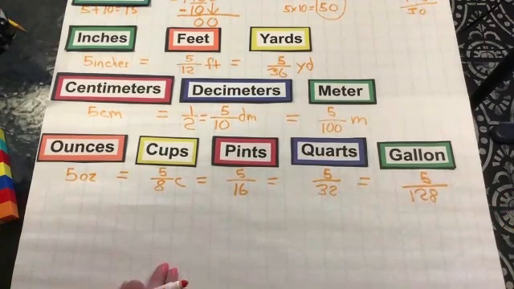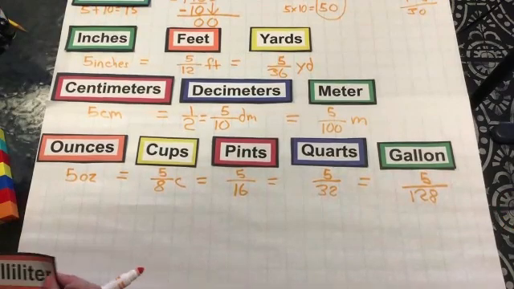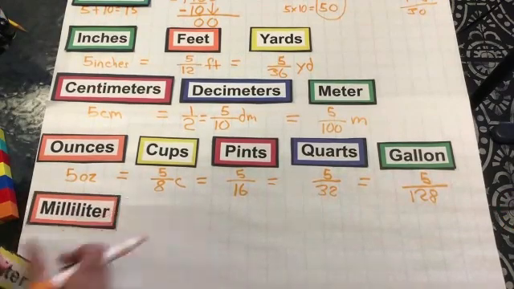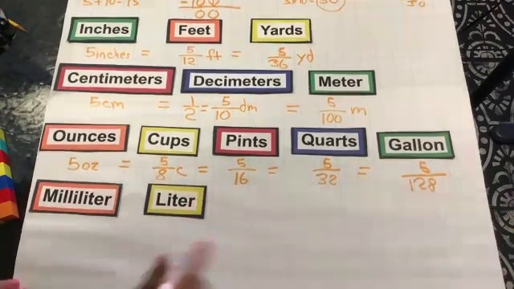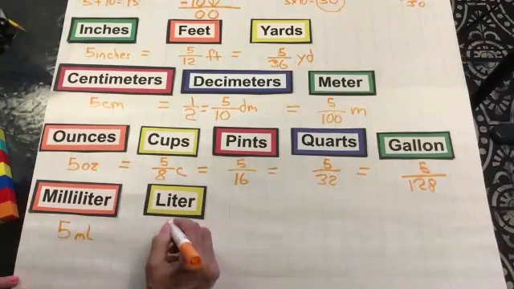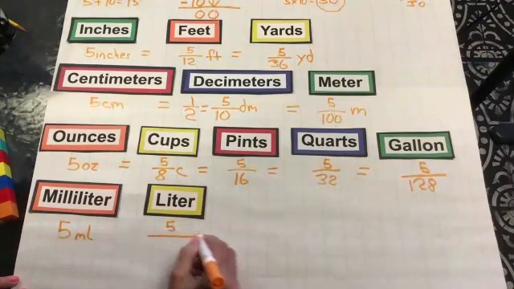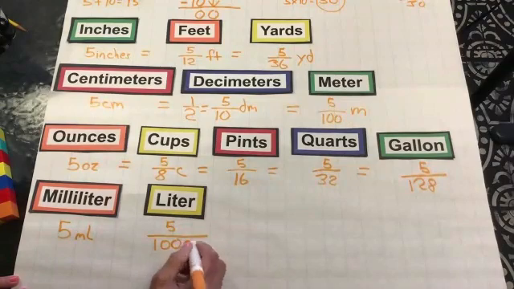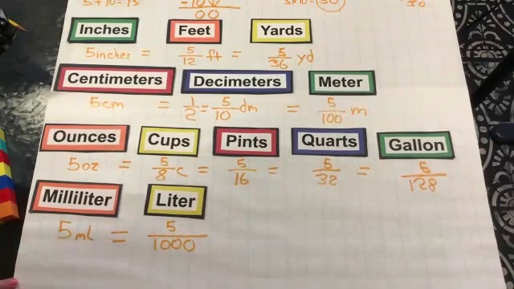All right, let's go to our metric, which is milliliter and liter. So we have 5 milliliters, and it takes 1,000 milliliters to make a liter. So we have 5 out of the 1,000, or 5 thousandths of a liter. So there we have it, a little bit of measurement.